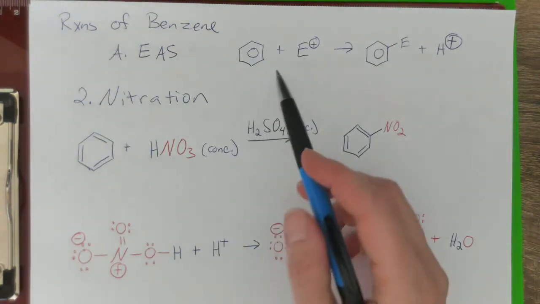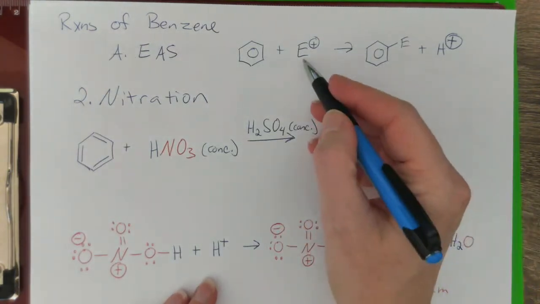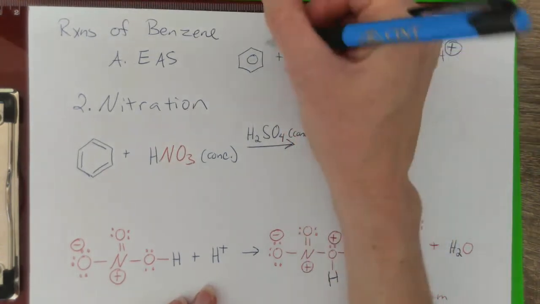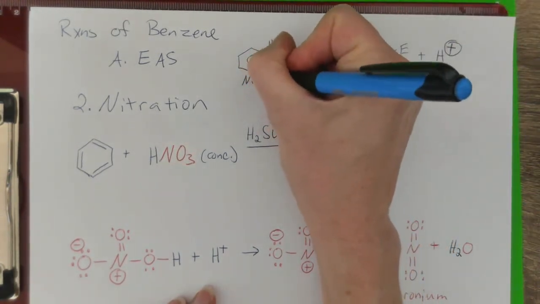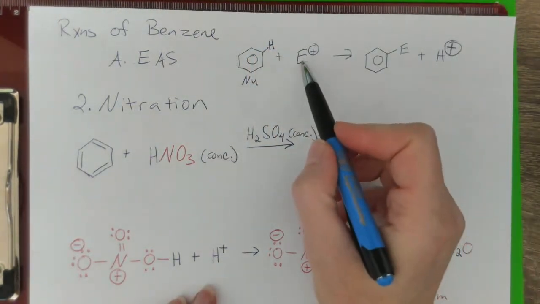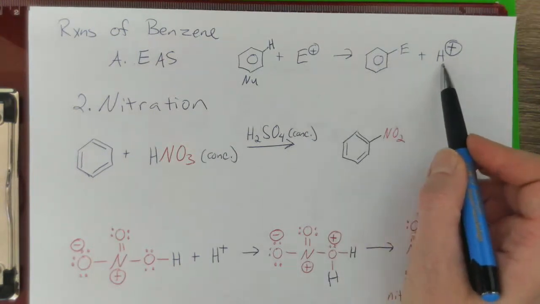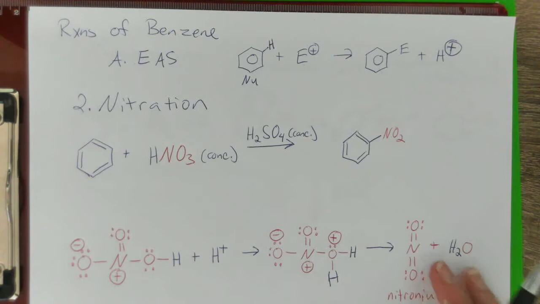So just a reminder, in electrophilic aromatic substitution, we have here an electrophile that's reacting with a benzene ring, and the benzene ring here is serving as our nucleophile, right? And we're substituting the electrophile for a hydrogen on the benzene ring. So let's take a look at nitration.